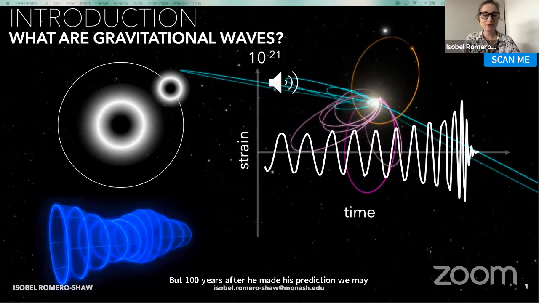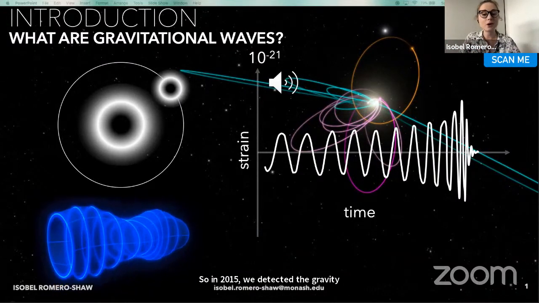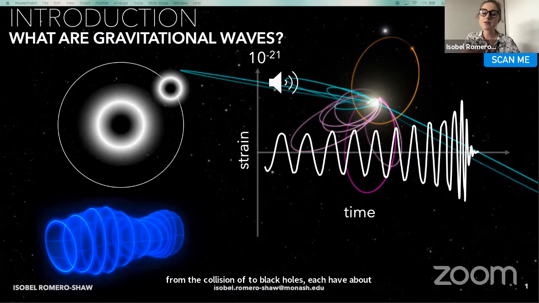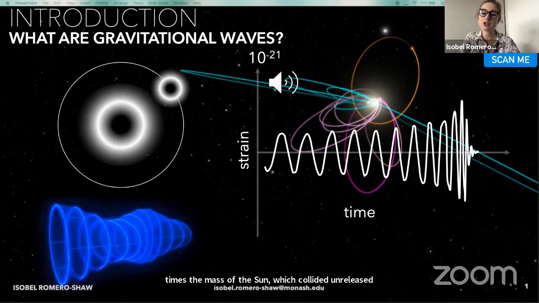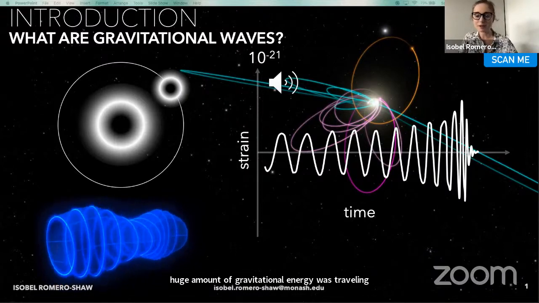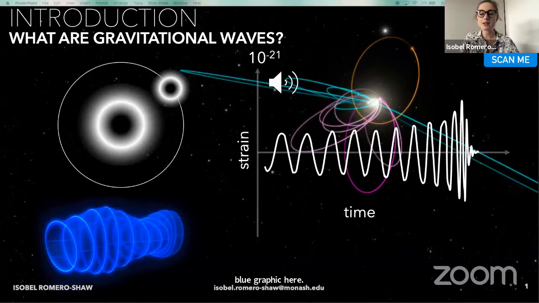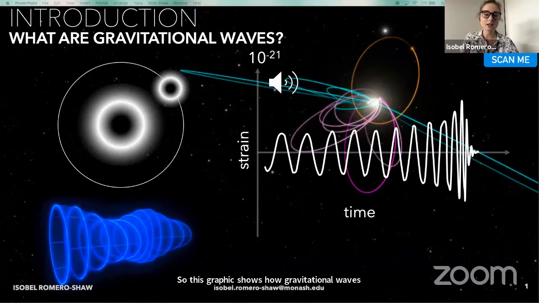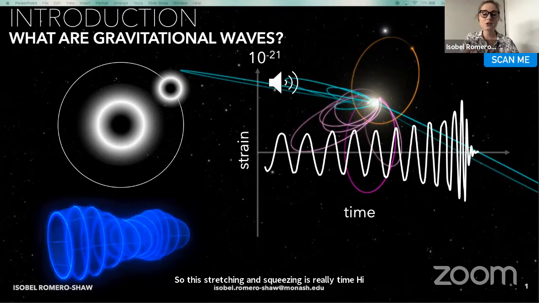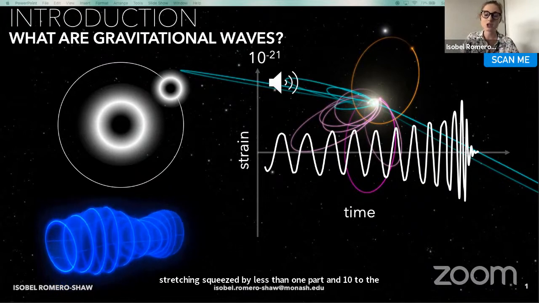So in 2015, we detected the gravitational wave signal from the collision of two black holes, each about 30 times the mass of the sun, which collided and released a huge amount of gravitational energy, which traveled through space as depicted by this wobbling blue graphic here. This graphic shows how gravitational waves move through space-time, stretching and squeezing it as they go. This stretching and squeezing is really tiny. Things stretch and squeeze by less than 1 part in 10^21 when a gravitational wave passes through them.